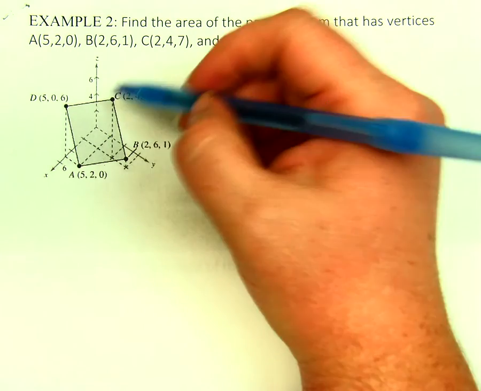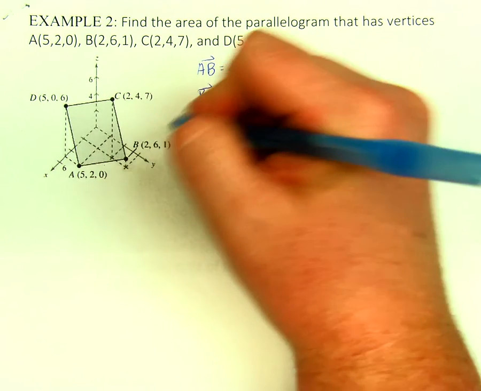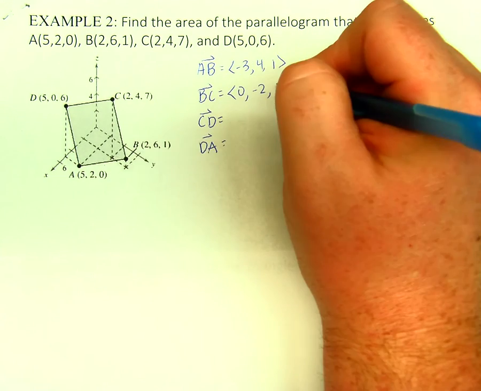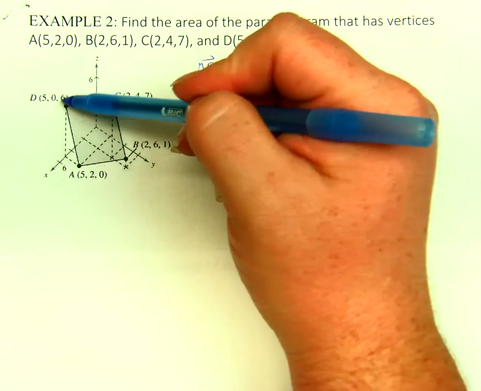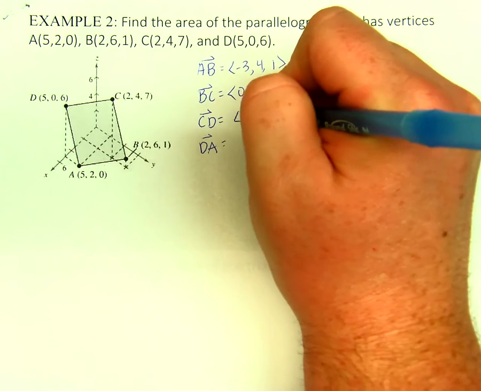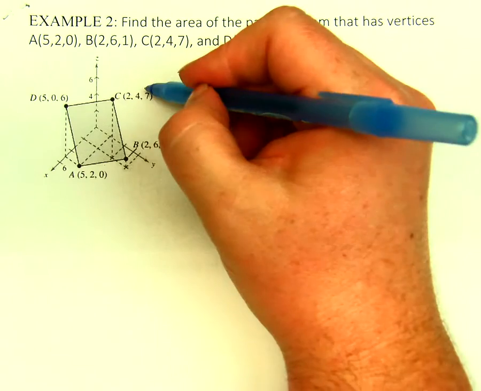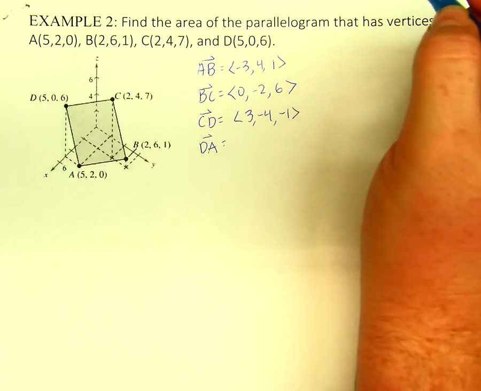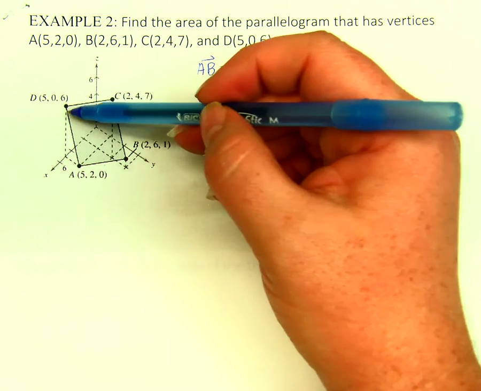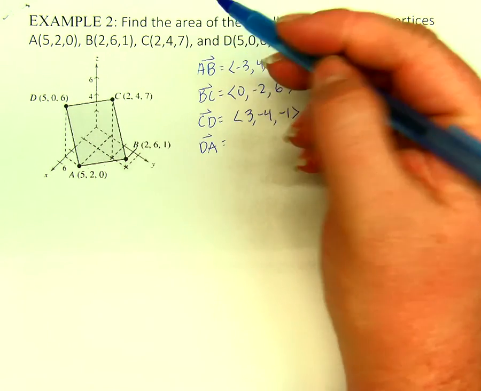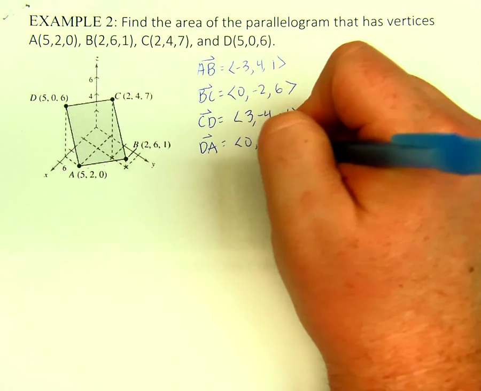For BC, I'm going to do C minus B, terminal minus initial. So 2 minus 2 is 0, 4 minus 6 is -2, and 7 minus 1 is 6. For CD, I'm going to do D minus C. So 5 minus 2 is 3, 0 minus 4 is -4, and 6 minus 7 is -1. And then DA, we're going to do A minus D. So 5 minus 5 is 0, 2 minus 0 is 2, and 0 minus 6 is -6.